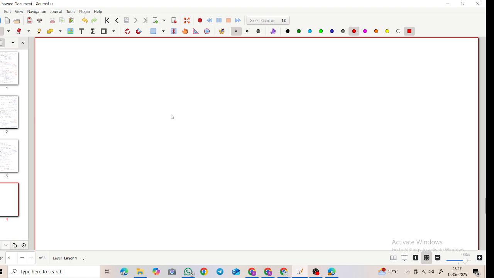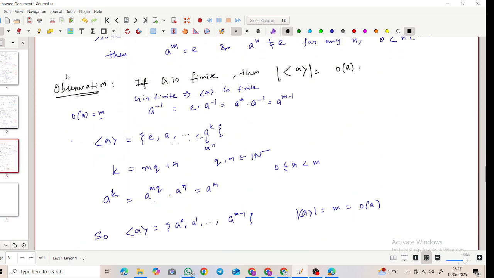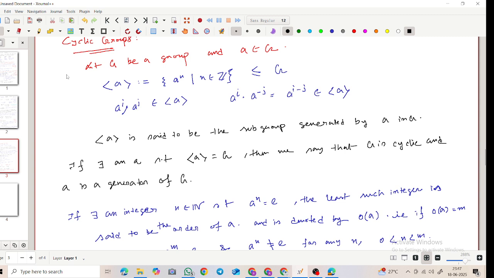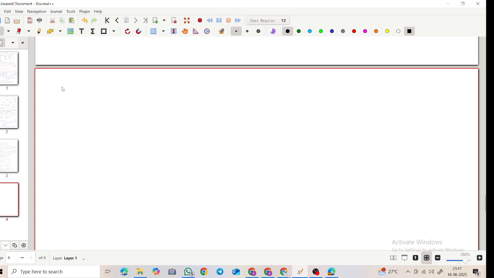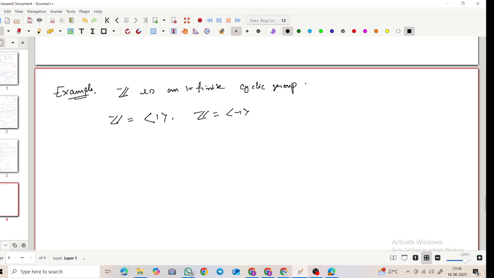Okay, do you know what an infinite cyclic group is? Clearly, in our definition, while we are defining a cyclic group, the finiteness of G was never assumed. So you don't need G to be finite. For example, Z is an infinite cyclic group. Z is generated by 1 and also Z is generated by -1, okay?